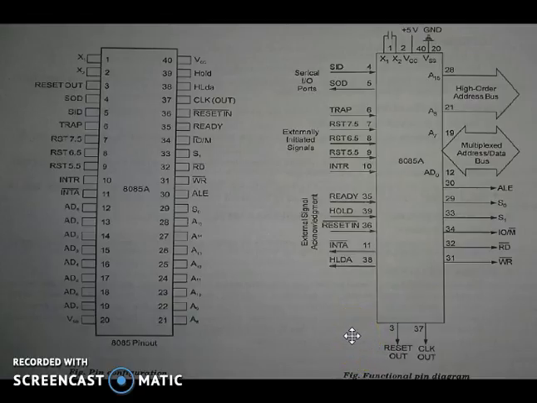And we have the two serial input output ports. First is SID and the second is SOD. SID is serial input data and SOD is serial output data.